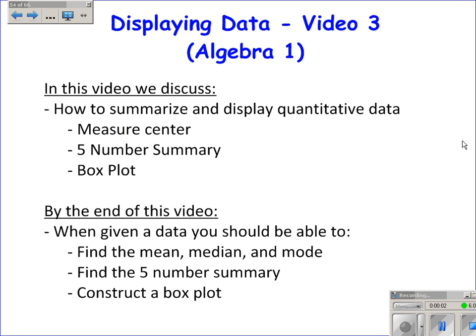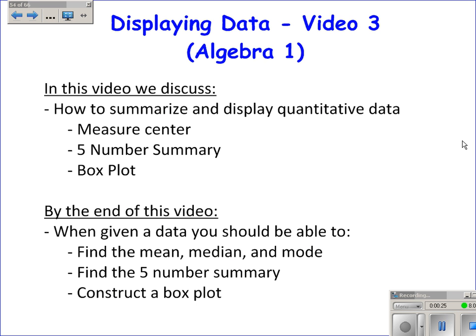All right, here is another video on some Algebra 1 ideas, our last video on displaying data. We've talked about categorical data and quantitative data, how to display both of them. Okay, today we're talking about how you summarize quantitative data using numbers specifically.